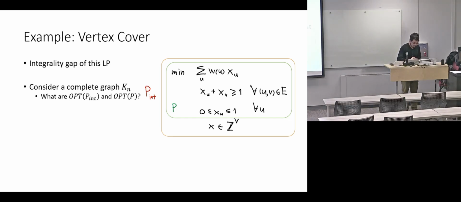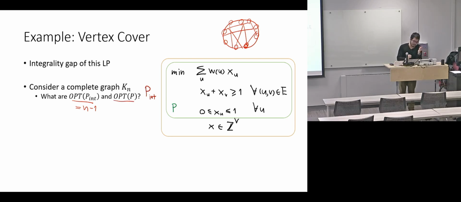What is this thing? Everything's a half, or for the integer solution? The integral solution. You cannot take just one guy. You need to take every guy except for one. Sorry, I was getting confused. Yes, the optimal integral solution is n minus 1.